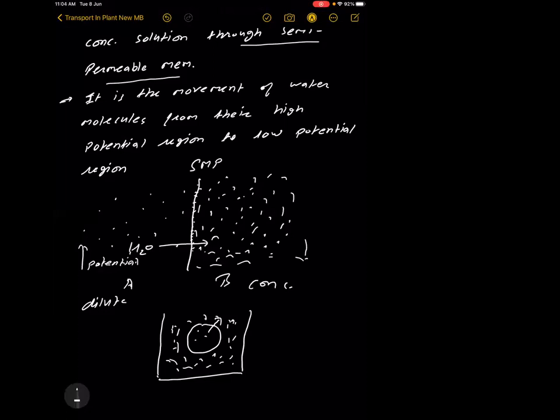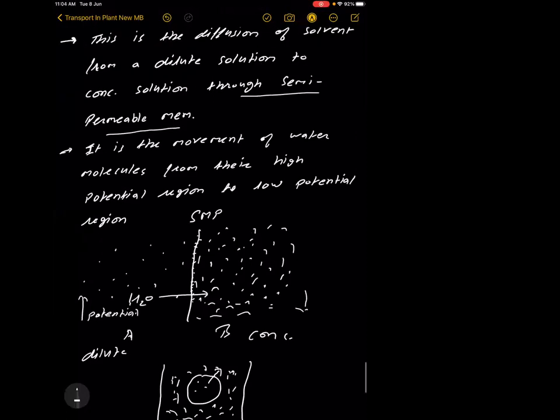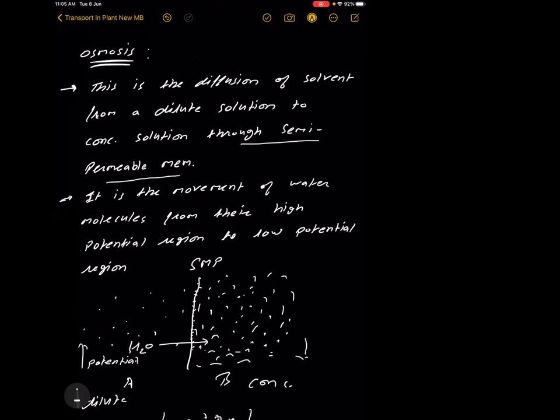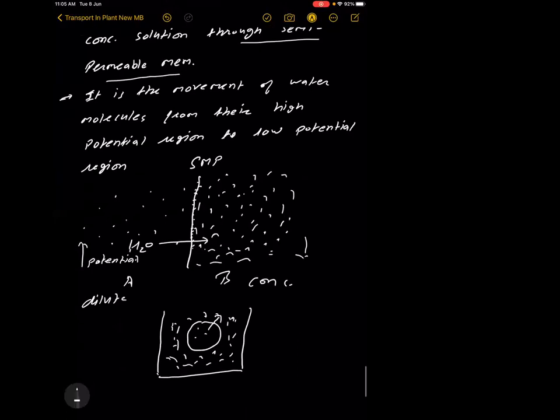Sir, in the first point, after the solution through semi-permeable membrane, the diffusion of the solvent from dilute solution to, what's the word, sir? Concentrated, CONC. Okay, sir. This is an abbreviation. Here MEM means membrane. Generally, I use short forms or abbreviations. CONC means concentrated solution. Okay. So this is osmosis.